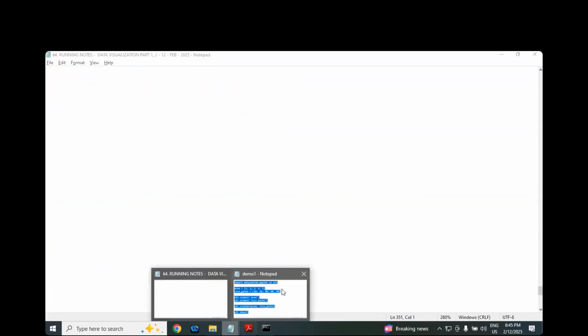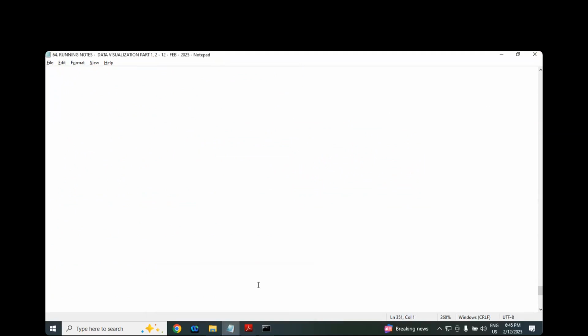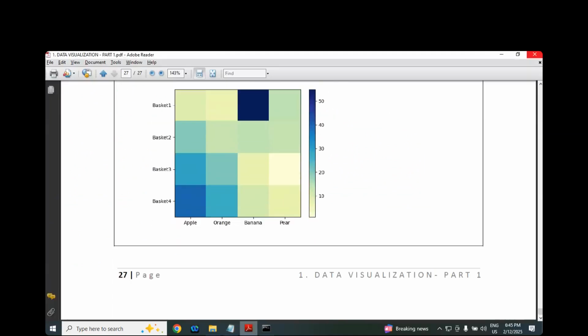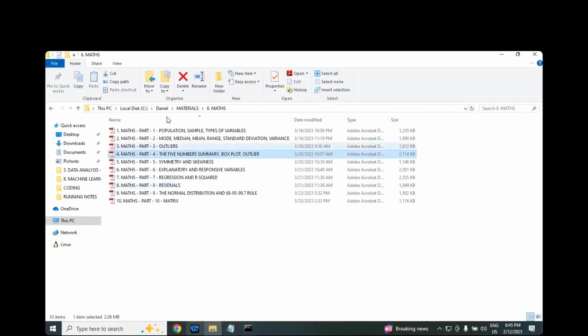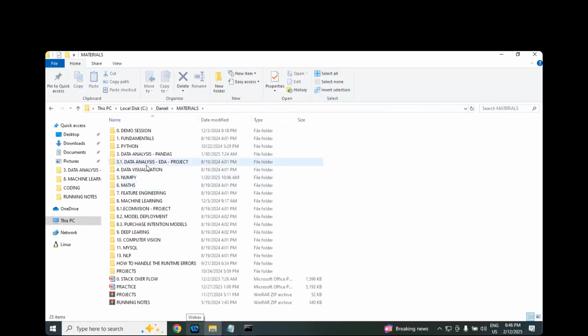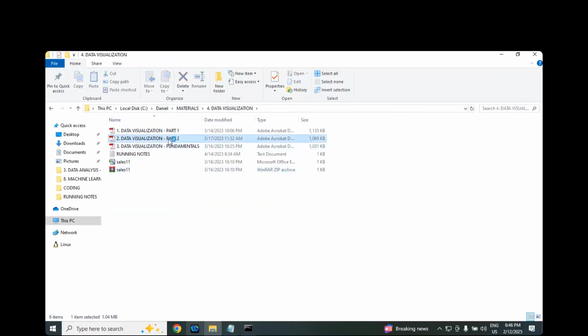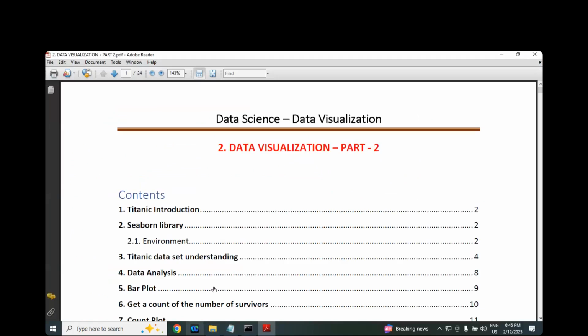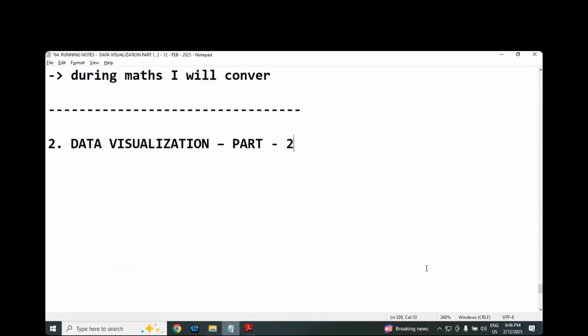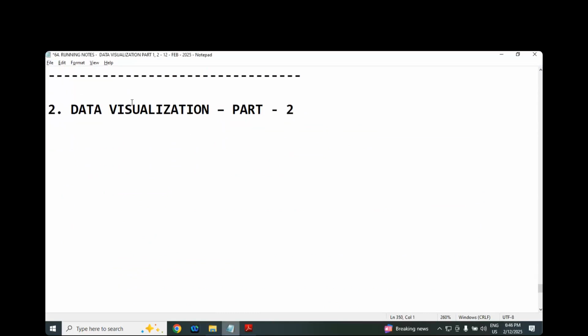With my explanation, the good thing is we are done with part number 1. So let's quickly open part number 2. Part number 2. I can take a few more minutes, then I can leave.